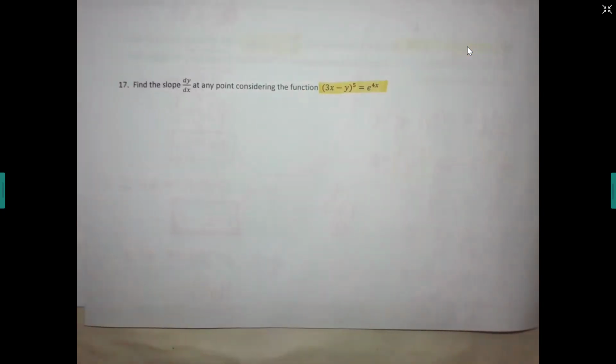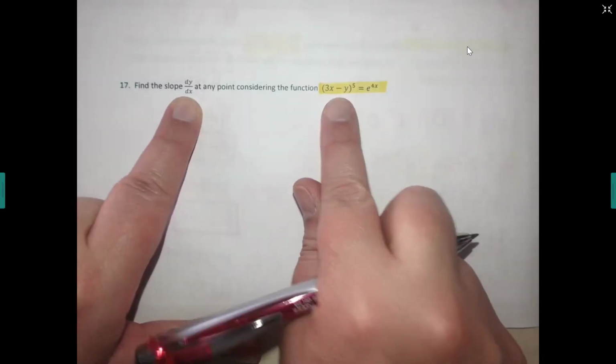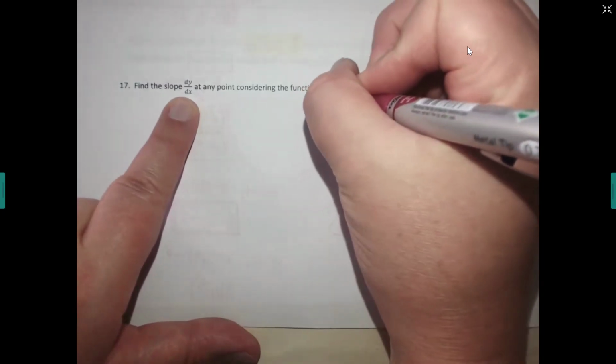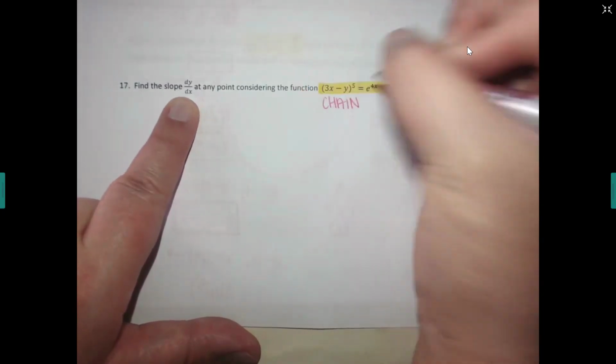And you're asked to find the slope or the dy dx. So remember, finding the slope, that just means take the derivative, basically. So if I'm looking at this first equation here, I notice that this is going to need chain rule. The reason I know that it needs chain rule is because it's a 3x minus y on my inside layer, and then all of that is raised to the power of 5. So let's take the derivative.